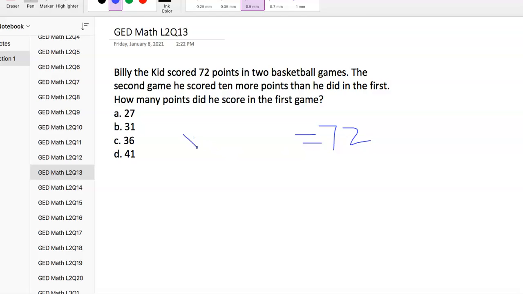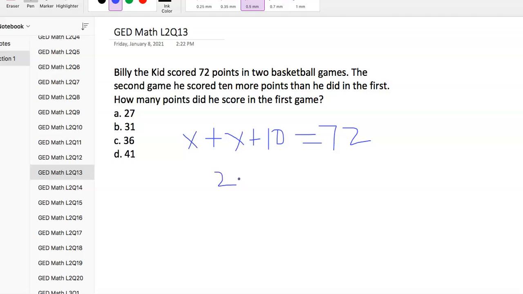Okay, so we have 2 games. We don't know the total for either, but we do know that in the second game, he scored 10 more than he did in the first. Okay, and that's how you set that up. I would set this one up as an equation. But you can plug in. We'll show you how to do that in a second too, if you prefer.